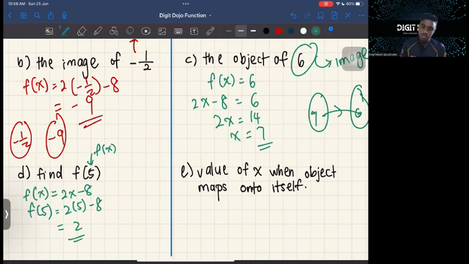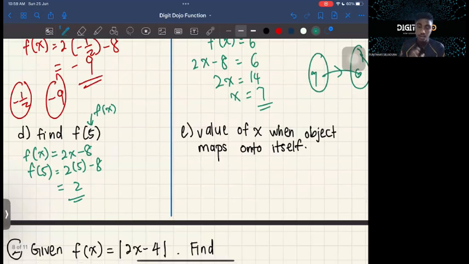Okay, next question is a bit tricky. You have to understand the concept. This is a concept in functions that you have to master. Find the value of x when the object maps onto itself. Object maps onto itself means the image is always equal to x. Your f(x) equals your x.